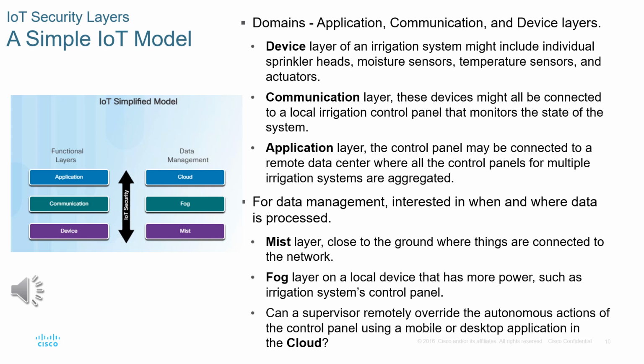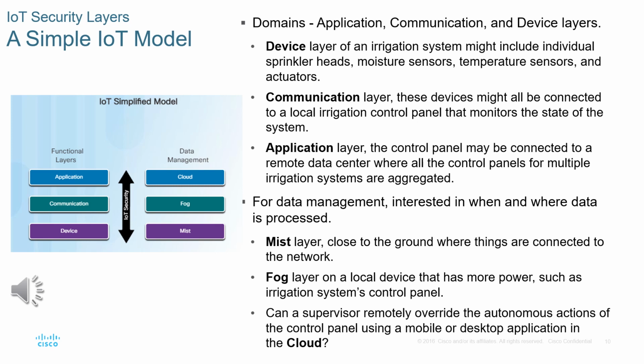For example, the device layer of an irrigation system might include individual sprinkler heads, moisture sensors, temperature sensors, and actuators. At the communication layer, these devices might all be connected to a local irrigation control panel that monitors the state of the system. At the application layer, the control panel may be connected to a remote data center where all the control panels for multiple irrigation systems are aggregated.